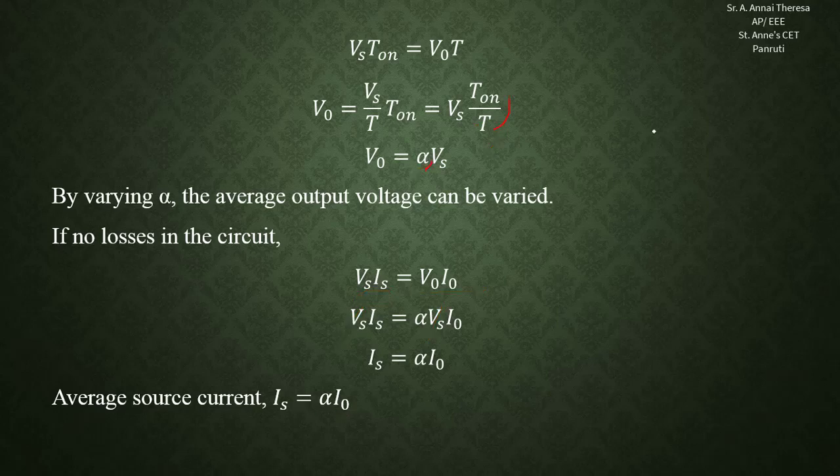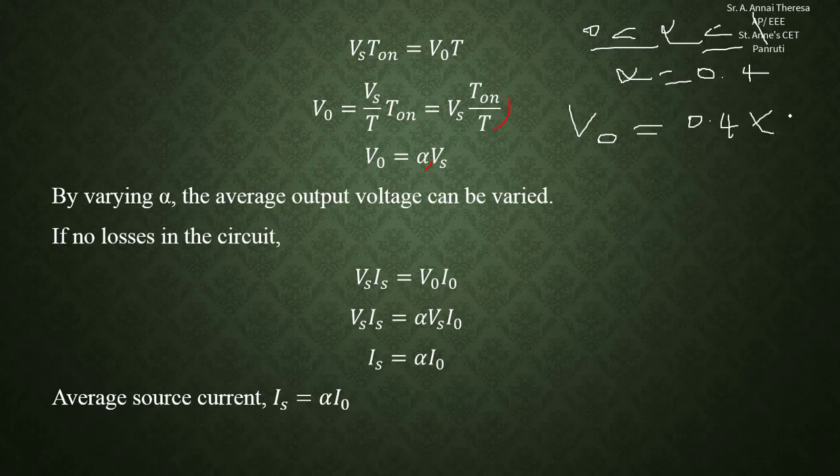We can verify this output voltage. So alpha should lie between 0 to 1. Okay, so this alpha value lies between 0 to 1. For example, we can take alpha is equal to 0.4. Okay, for example, I am taking this value. Now substitute this value in this equation, that is V naught is equal to, instead of alpha we can substitute 0.4 into Vs, we can take 4 volt. Okay, so Vs I am taking 4 volt. Now what will be the answer? So the answer will be 1.6 volt. Okay, so this is the output voltage of this buck converter.